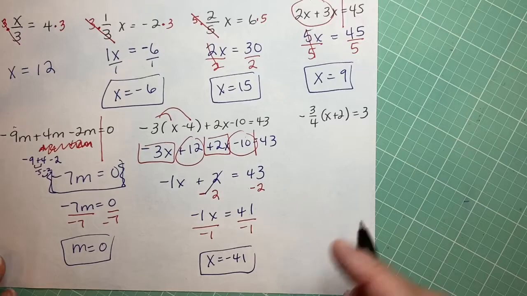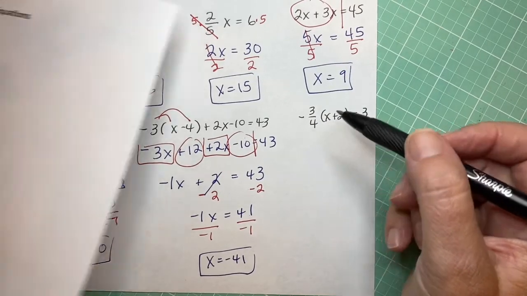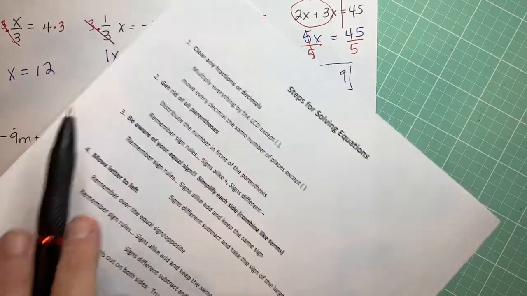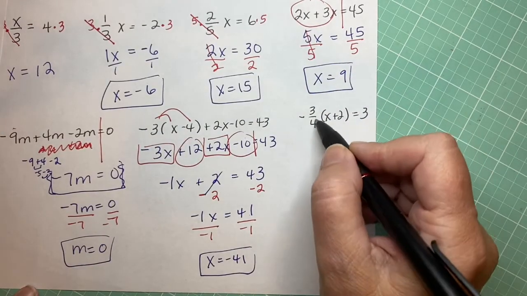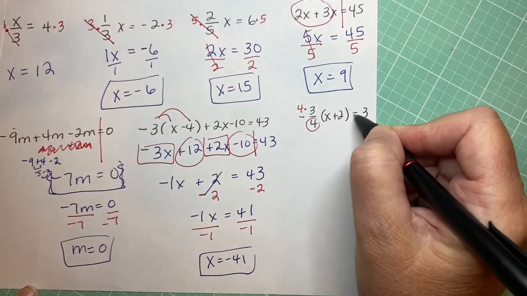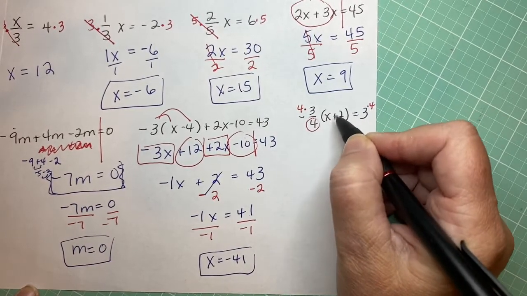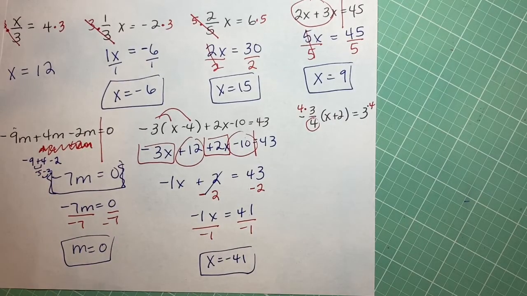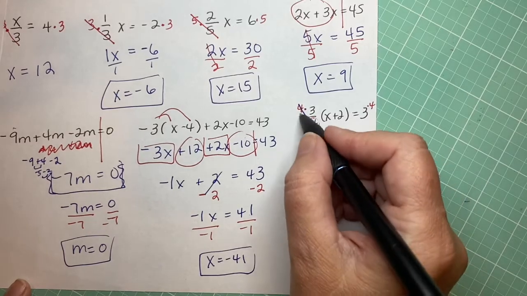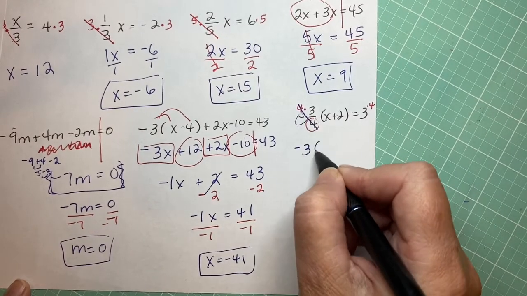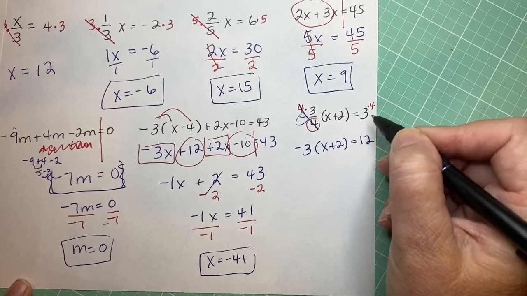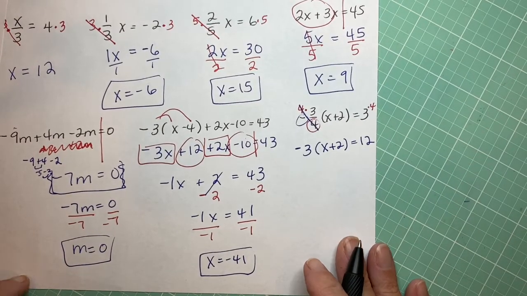Okay, this last one, we do have a fraction. So step 1 is clear your fractions or decimals by multiplying by the LCD. So on this one, my denominator is 4. So I'm going to multiply everything by 4 except the parentheses. You skip those parentheses. Think of those as kind of being protected. And when you do that, those 4's cancel out. But don't forget, you got this negative 3. So you have left a negative 3 times x plus 2 equals 12, because 4 times 3 is 12.